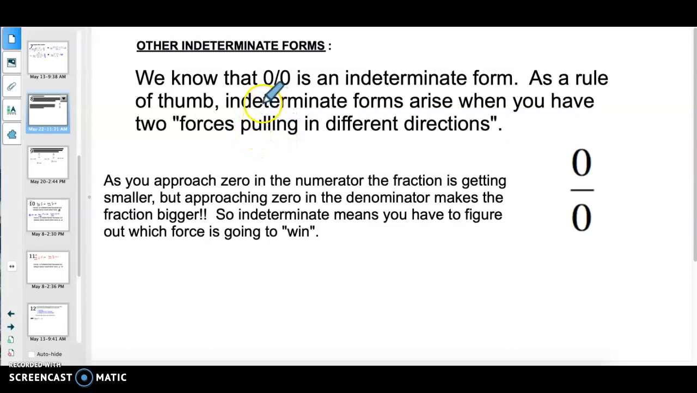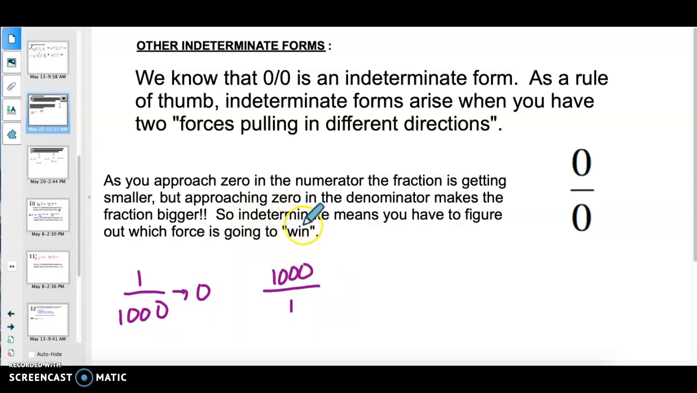As a rule of thumb, the indeterminate form arises when you have two forces pulling in different directions. What that means is as you approach 0 in the numerator, the fraction is getting smaller. For example, like 1 over 1,000. So 1 is getting close to 0, and it's over something bigger. But approaching 0 in the denominator, so if I had like 1,000 over 1, now the denominator is getting closer to 0, our fraction just got bigger, so this one's going to 1,000.